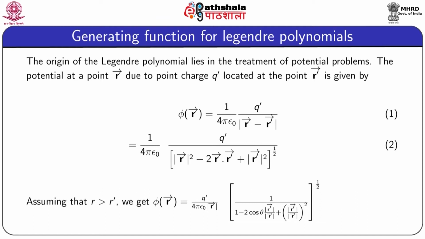Please note r dot r dash as a dot product is defined as mod r into mod r dash into cos theta, which is now seen in expression 3 in the denominator. And you take mod r dash square out of the radical sign, and what you get in expression 3 is 1 minus 2 cos theta mod r dash divided by mod r plus mod r dash divided by mod r whole square.